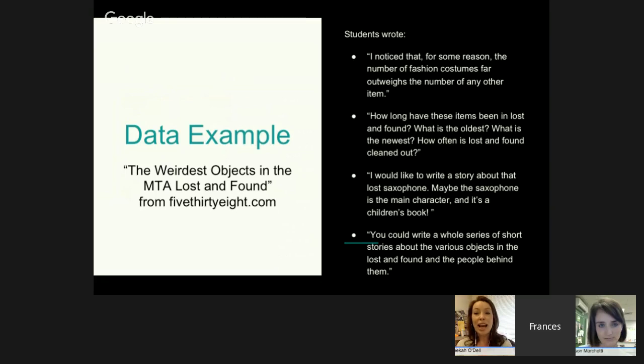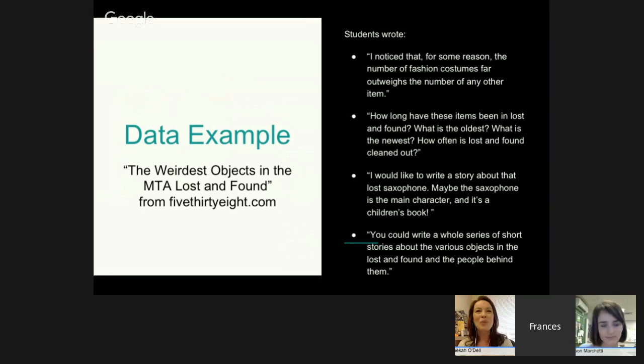One student asked a question. How long have these items been in Lost and Found? What's the oldest item there? What's the newest? How often do they even clean out Lost and Found? I would like to write a story about that lost saxophone. Maybe the saxophone is the main character and it's a children's book.